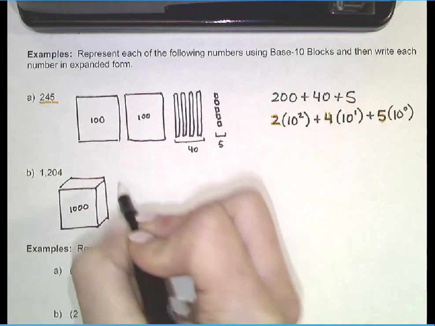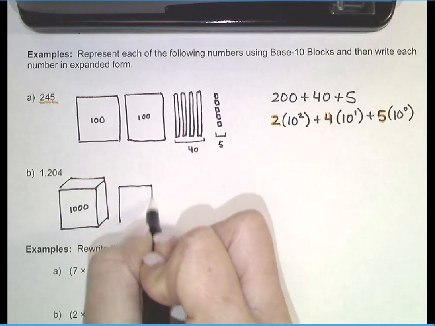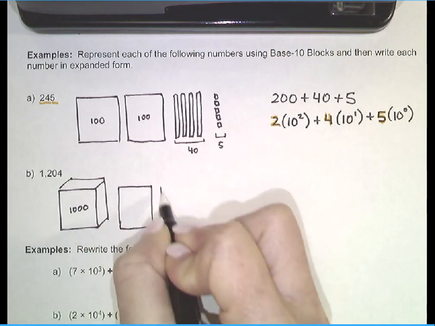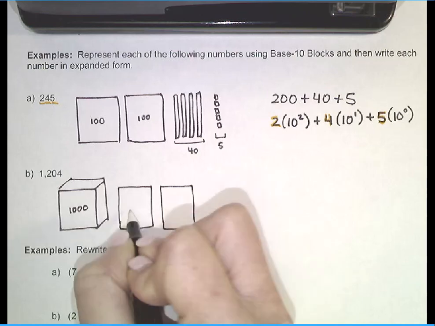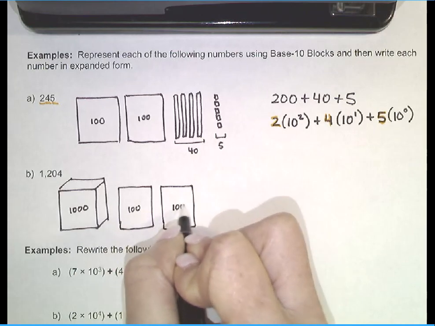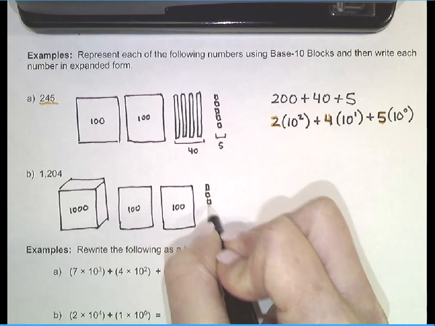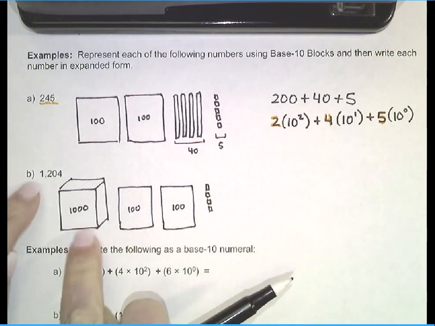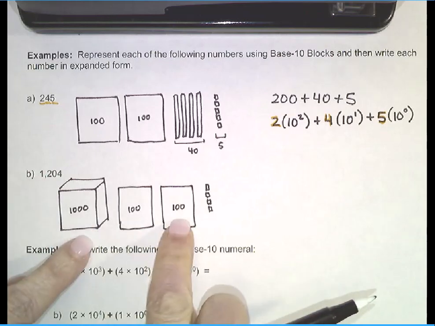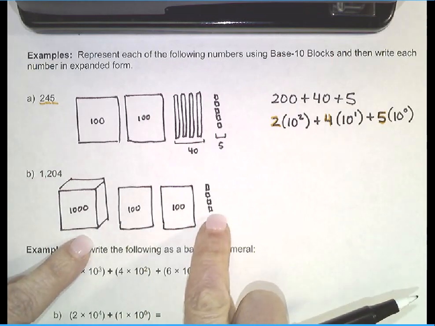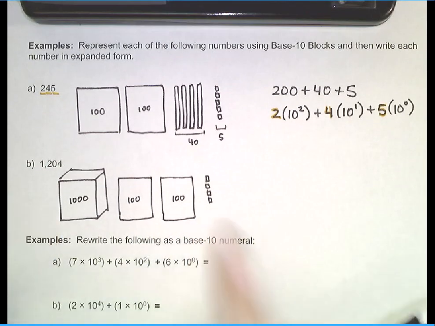And then I need 200s. We'll draw 200s. Label them because they don't really look like hundreds. And then we need 4 little bits at the end. So 1,204. That's in base 10 blocks. That's how it would look.